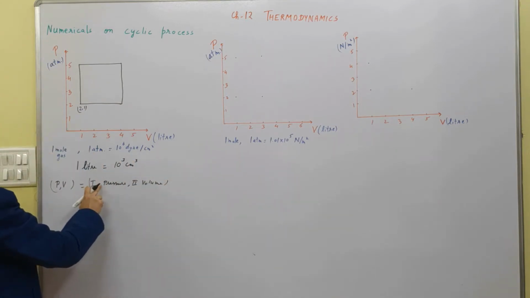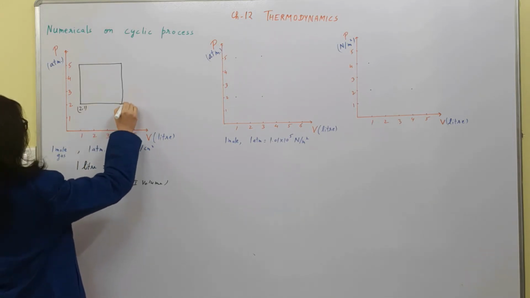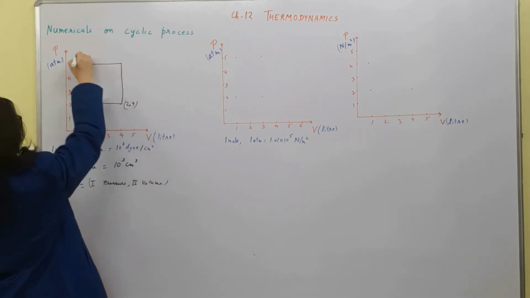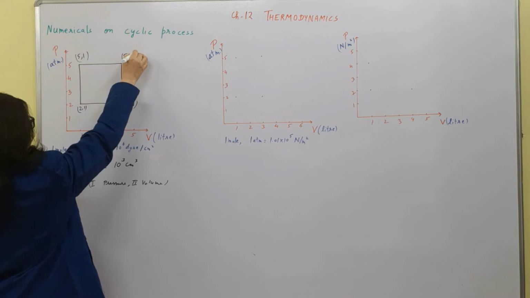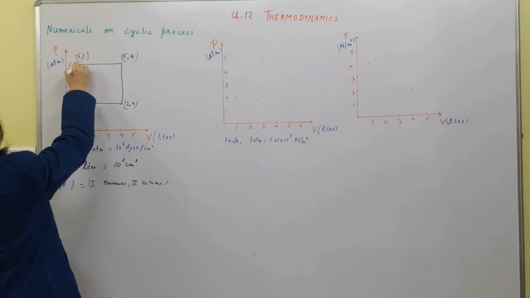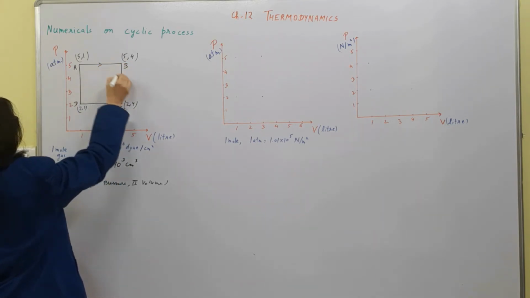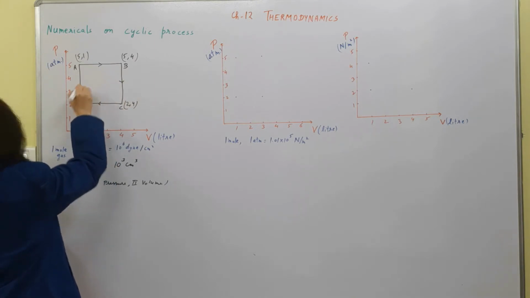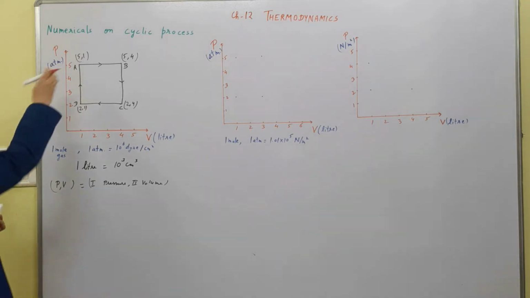So here this is 2, 1, this is 2, 4, this is 5, 1, and this is 5, 4. You have to find out the work done. This point is A, B, this is C, and this is D, and this is the cyclic process, right? So you have to find the total work done in the cyclic process, but we must also know how to calculate the work done in each process which is taking place.